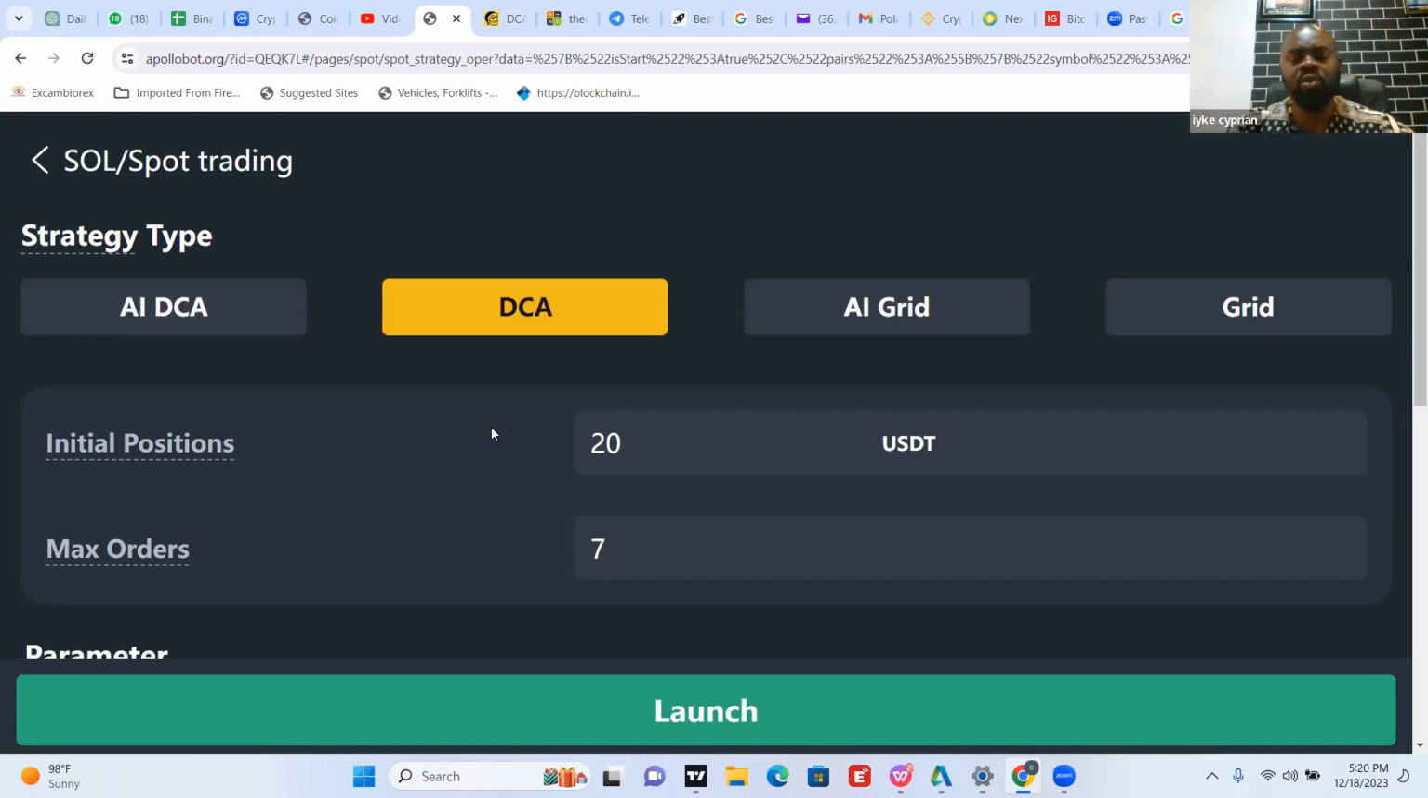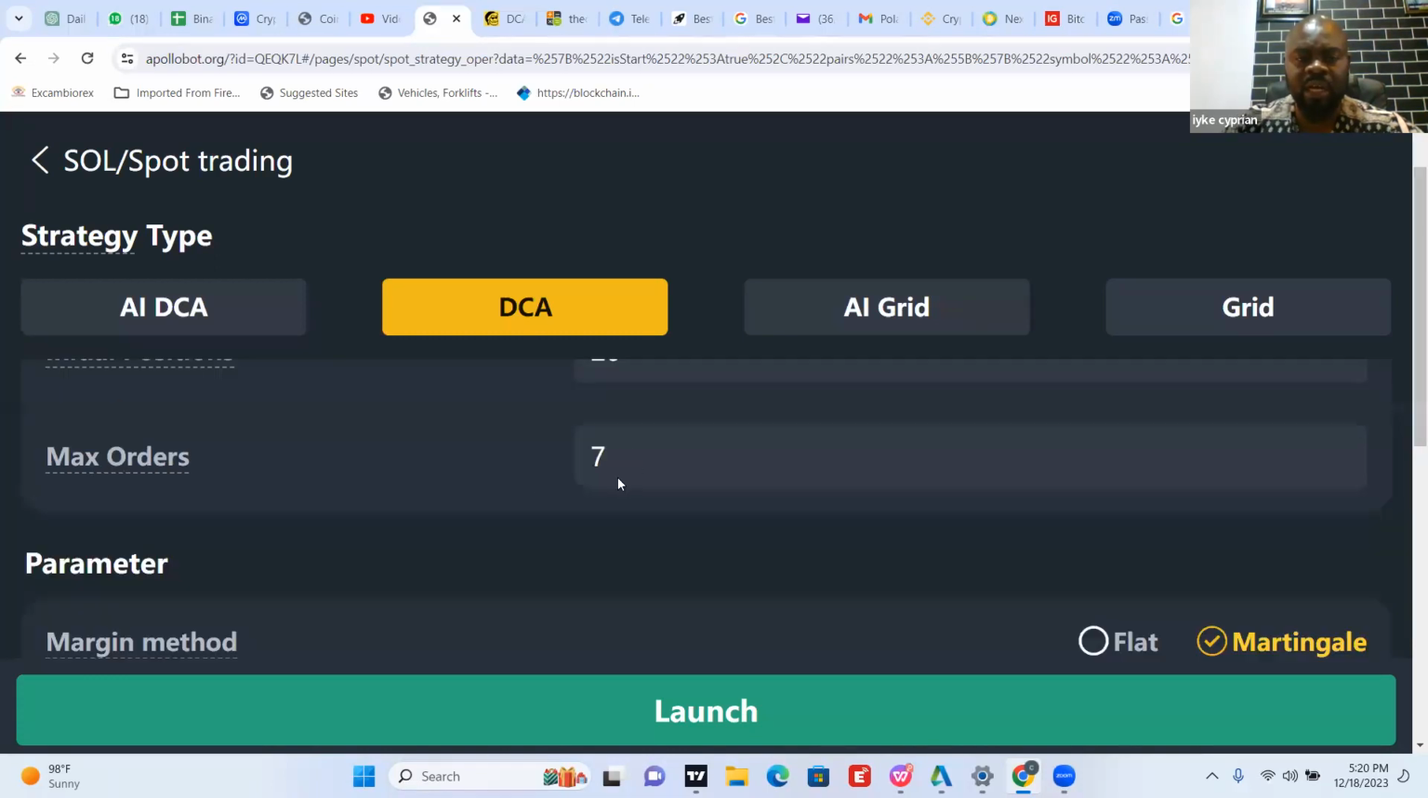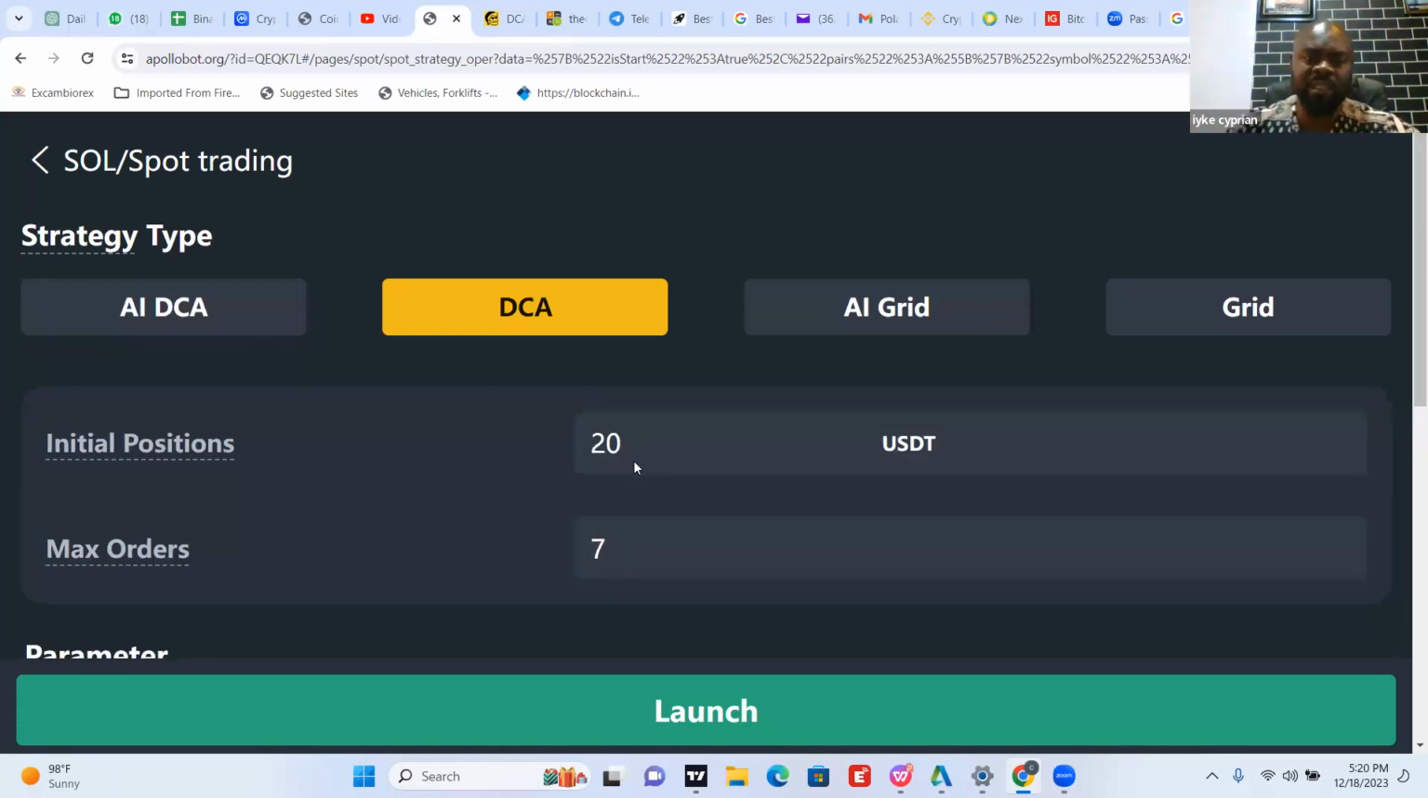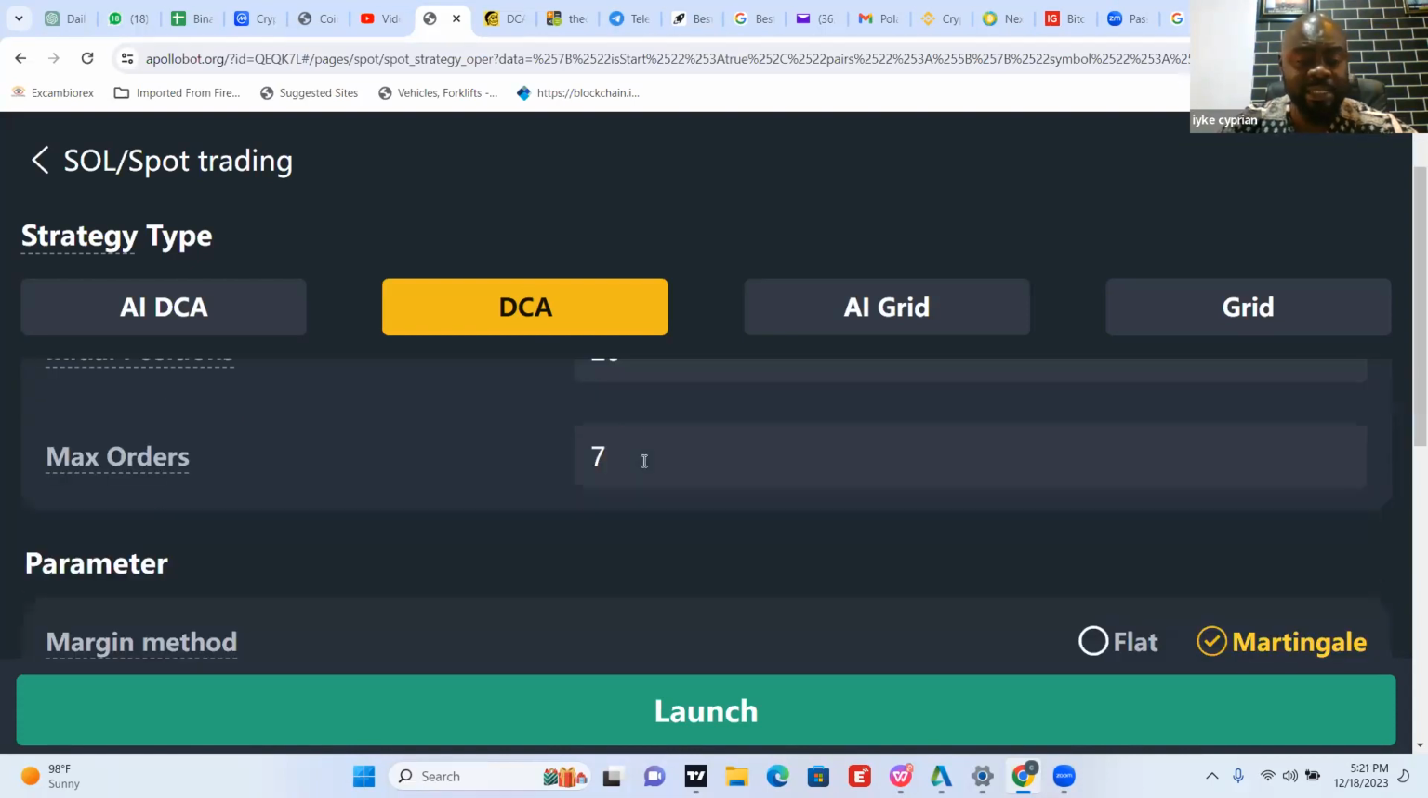Okay, so let's come into a little bit of technicalities here. The DCA, the dollar cost average system, is whereby you buy at different levels of the market. So this is where we call buying low and selling high. Okay, you buy low, you sell high. So for the DCA, you put in the coins here. Remember, it's still automated, but it is semi-automated.